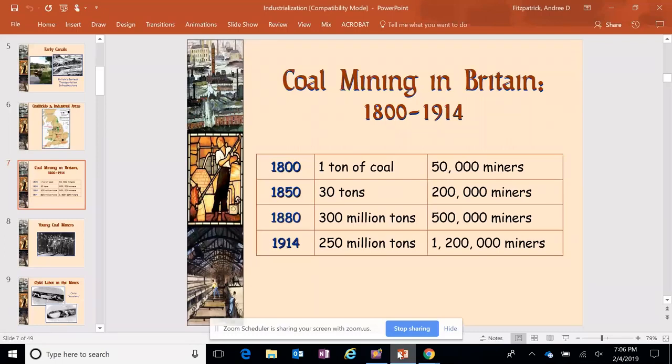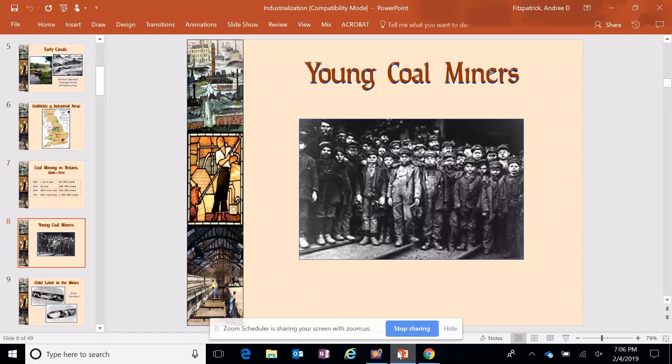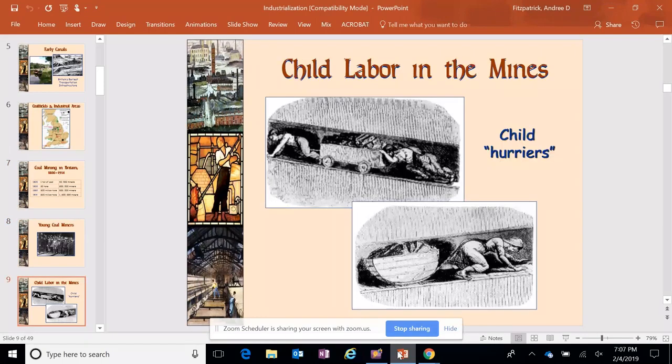Okay, so just to give you a sense of what starts to happen as we see this transition. There was a decided preference for children and for women in these coal mines, and so one of the major transformations that occurred was a transition in terms of the family and the source of labor. So here are some images of women and children in the coal mine.